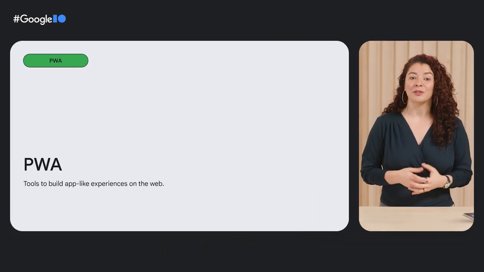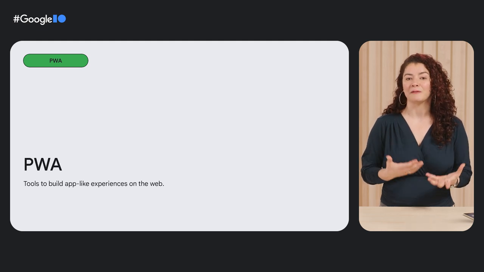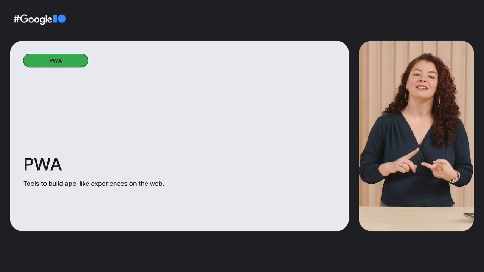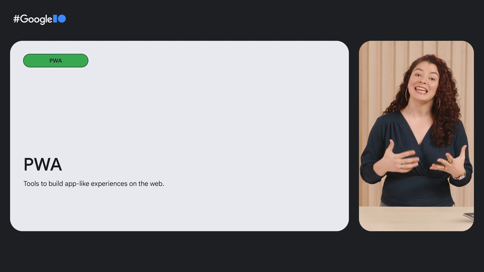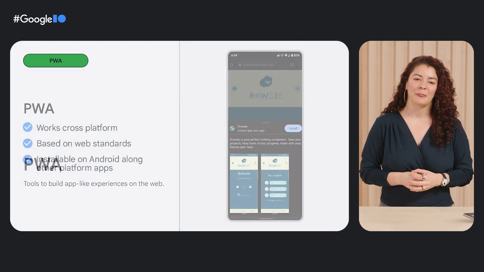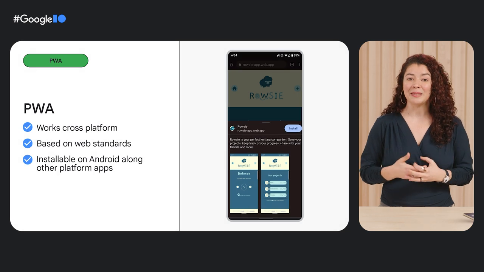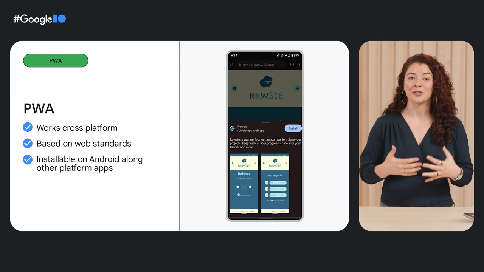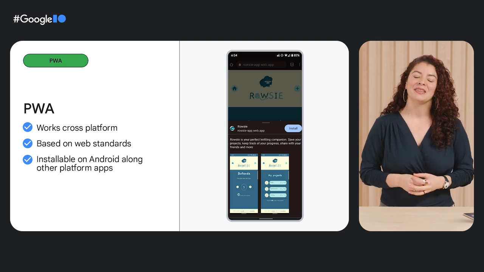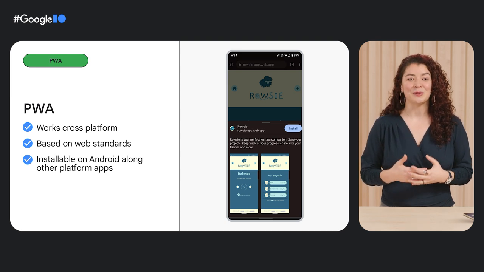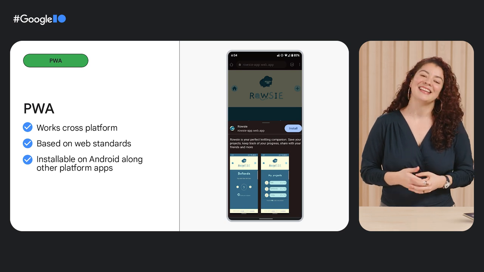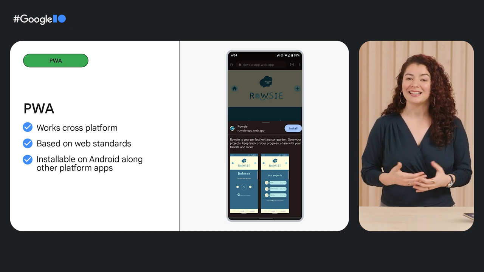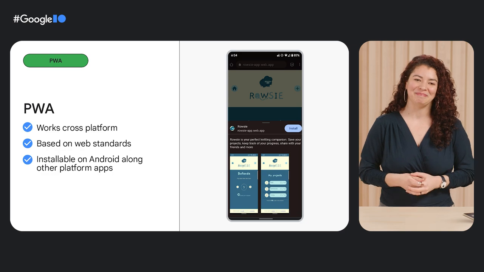Using PWA on Android, your app could be installable. It will live along the other platform apps in the home screen, launcher, settings, and other surfaces. PWA features are built based on web standards. It focuses on cross-platform compatibility, giving developers the tools to build a web app once and allowing users to install it in whichever device they choose.